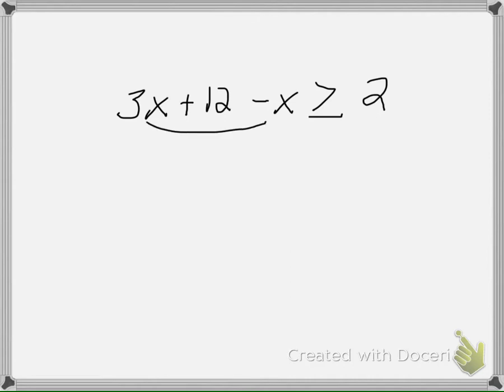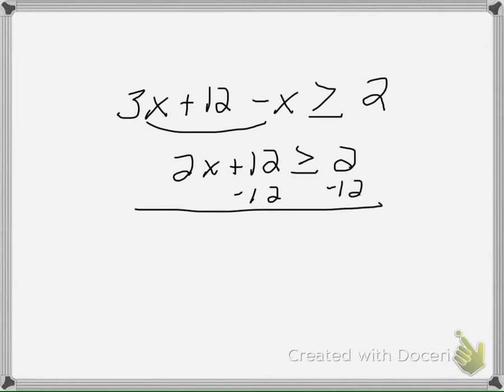Okay, so I have to combine like terms. That's 2x plus 12. This is a lot like solving equations. Is greater than or equal to 2. Now I have to get the variable by itself. It has the 12 with it, and it has the 2 with it. Always get rid of addition and subtraction first. So subtract 12, subtract 12. This is going to give me negative 10 over here is greater than or equal to 2x. I divide by 2, I divide by 2, and x is greater than or equal to negative 5.